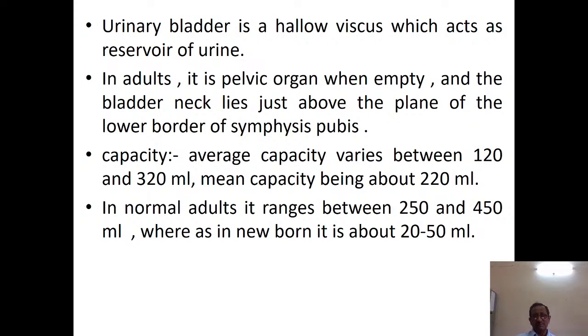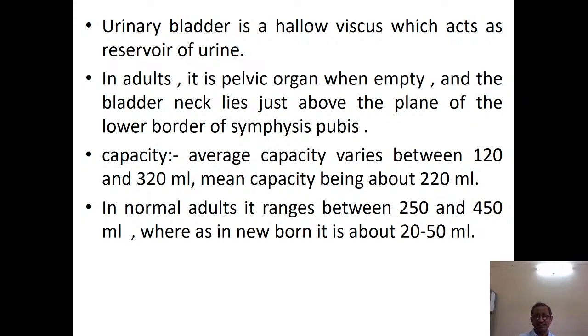Then its capacity is 120 to 320 ml. The urinary bladder capacity is 120 to 320 ml and the mean capacity is 220 ml. In normal adults, it ranges between 250 to 450 ml, whereas in newborn, it is 20 to 50 ml. So that's about the urinary bladder, where it is and what its capacity is.